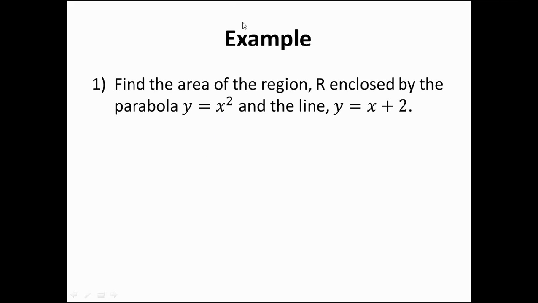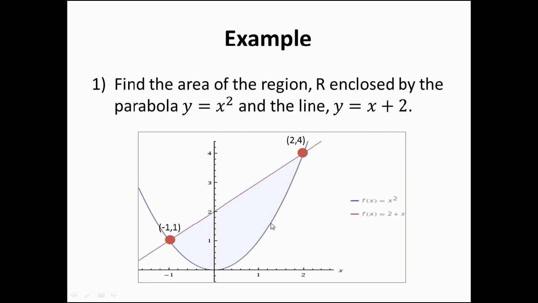In this example, we are asked to find the area of the region R enclosed by two graphs, which are y equal to x squared and y equal to x plus 2. To get a clearer picture of the region, we can first sketch a graph, and it looks something like this. So the region we are asked to find is the region over here.